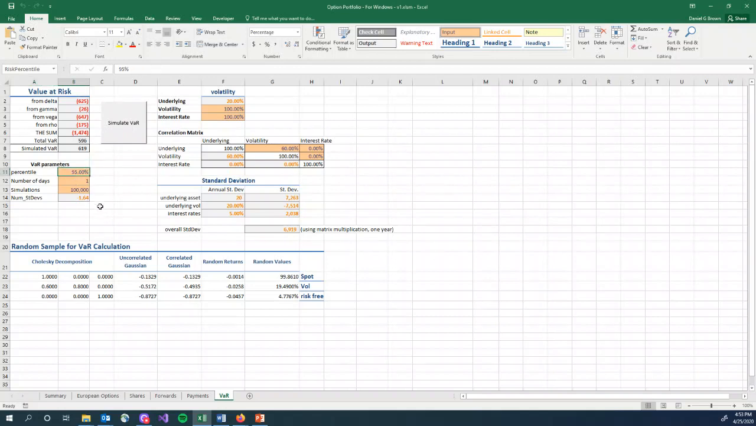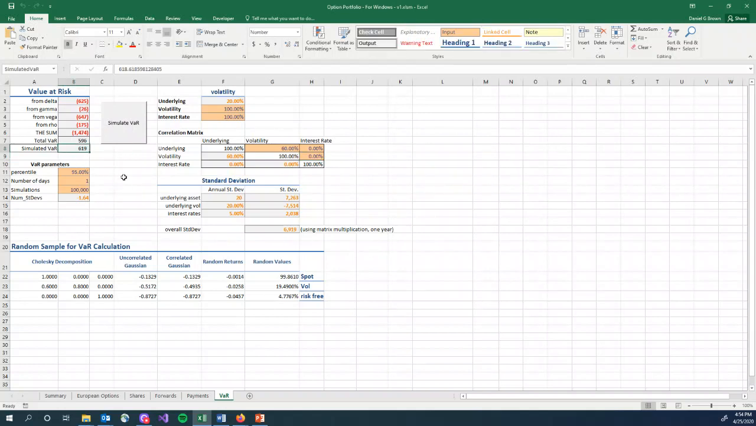We're calculating the 95th percentile, 1-day value at risk. We did 100,000 simulations. The volatility of the asset is 20%. The volatility of the volatility is 100%. The volatility of the interest rate is 100%. The correlation between the asset and its volatility is positive 60%. The correlation between the asset and interest rates is 0%. The correlation between the volatility of the asset and interest rates is also 0. And we ended up with a value at risk of $619.